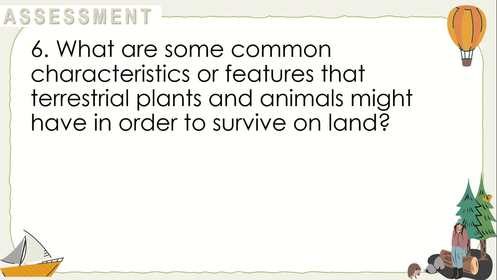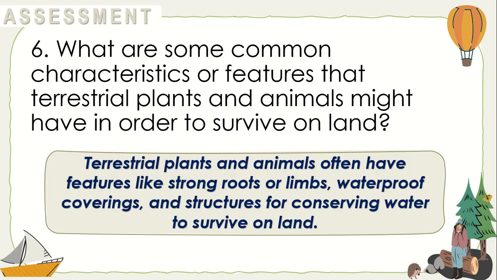What are some common characteristics or features that terrestrial plants and animals might have in order to survive on land? You're right, terrestrial plants and animals often have features like strong roots or limbs, waterproof coverings, and structures for conserving water to survive on land.